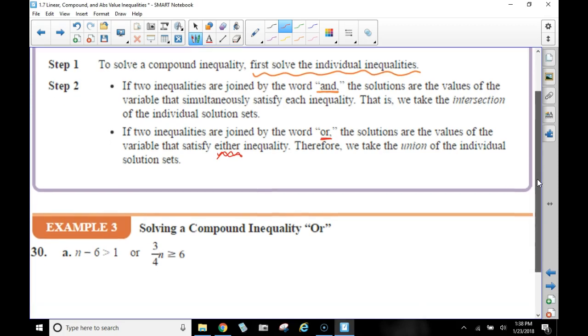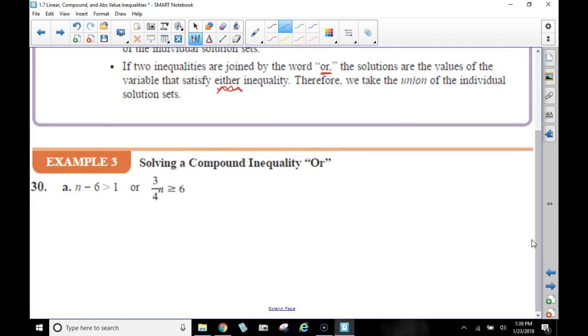Okay? On example 3, here we have one that has the word or in between those. First order of business here is to solve each inequality for n. On the first inequality, n minus 6 is greater than 1. To solve for n, I just need to add 6 to both sides.